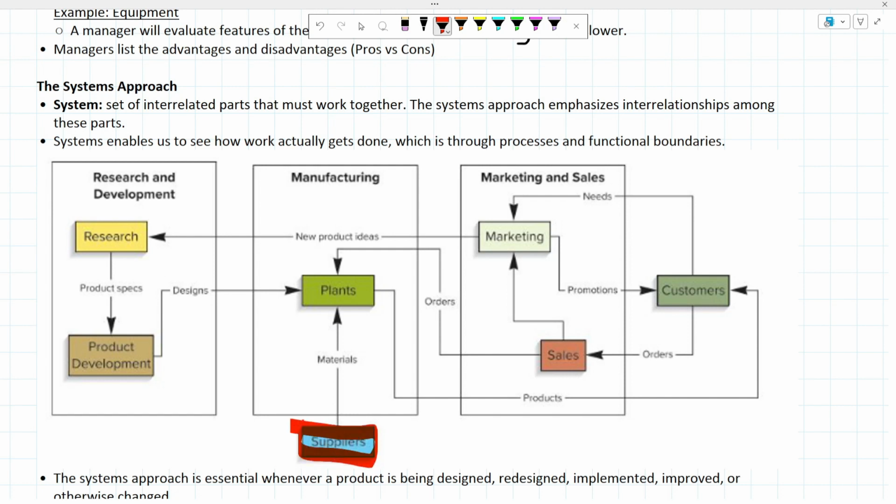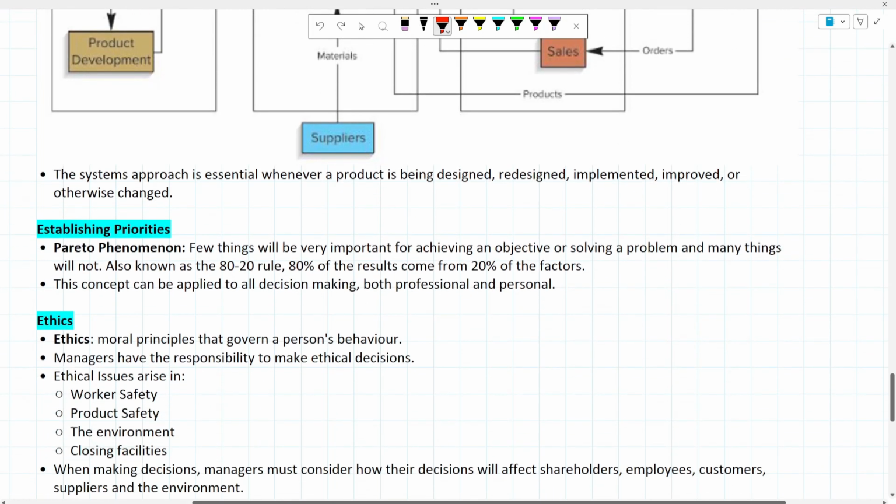here. Marketing and sales. You have your marketing, you have the sales, the needs of the customer themselves. So you guys can pause this and just look at the diagram, make sure you're aware of everything that happens. So the systems approach is essential whenever a product is being designed, redesigned, implemented, improved, or otherwise changed.